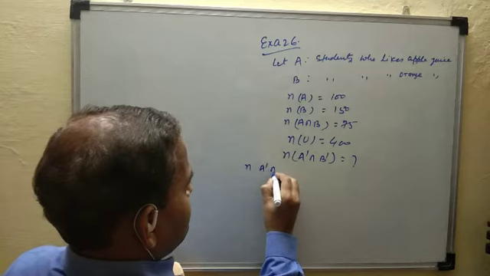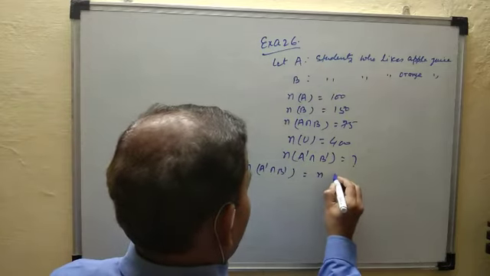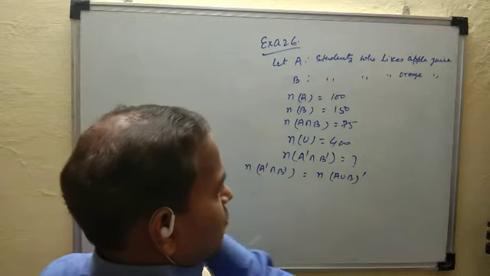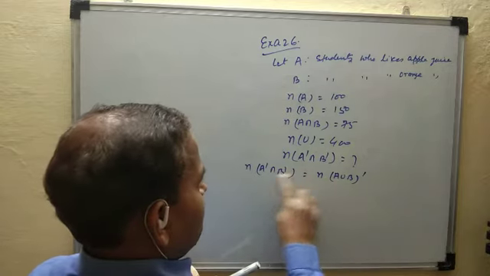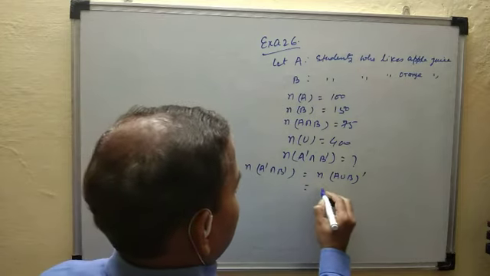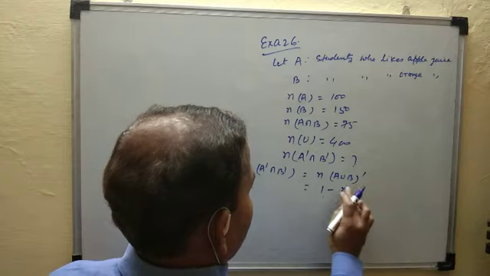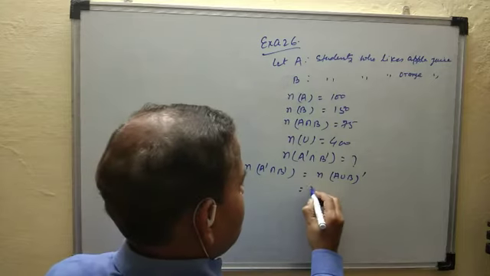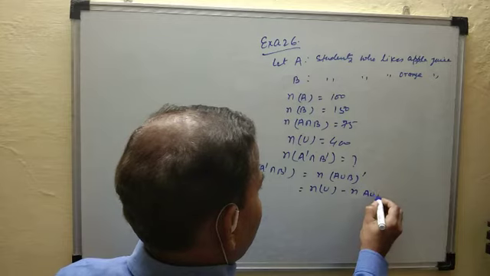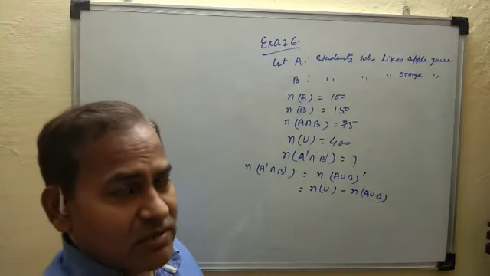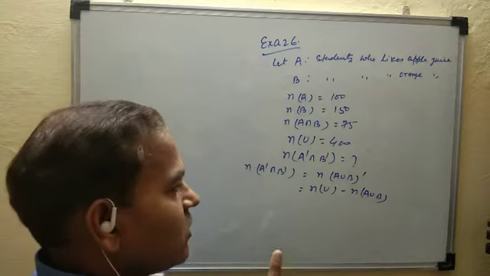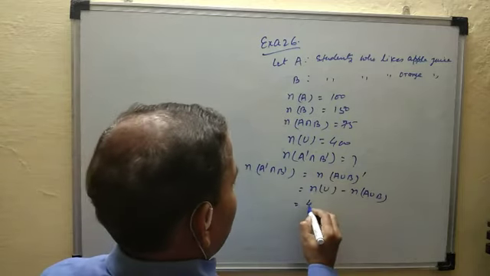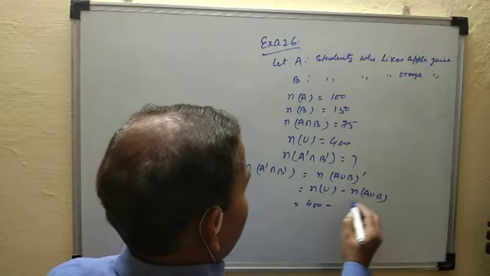Since the number of A dash intersection B dash can be written as the number of A union B whole dash by using De Morgan's law, and this can be written as the number of U minus the number of A union B, because A dash is equal to U minus A. So the number of A union B whole dash is equal to the number of U minus the number of A union B, and the number of U is given as 400.